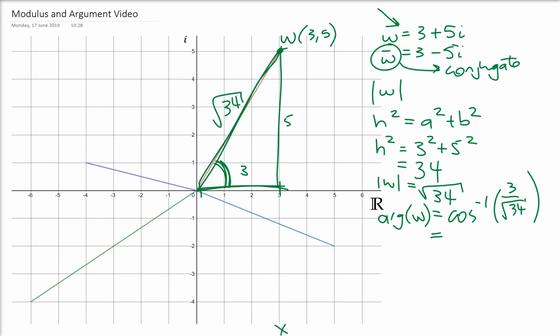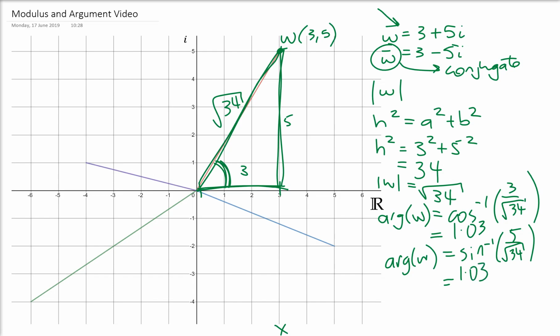Happy with that? What we also do is take the argument of W again and do the arc sine of the opposite over the hypotenuse, which is root 34, and we'll get an answer. Someone's putting it on their calculator. Okay, so we got that. Both are 1.03.